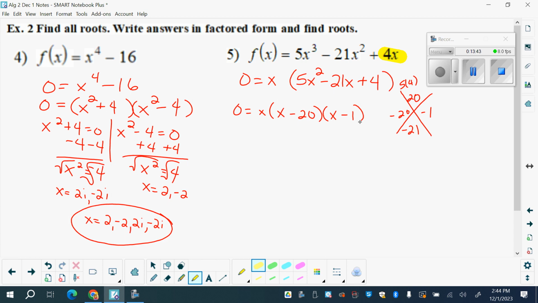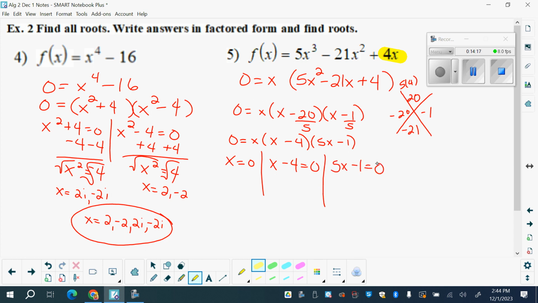Easy to forget this step. Good. You want to divide by 5 because we took 5 times 4 to make this work here. So we've got to get that 5 out of there. So this would be x times x minus 4, and then we're going to slide this 5 to the front of the x, 5x minus 1. So now we want to do what? Zero product property. X is 0. X minus 4 is 0. 5x minus 1 is 0.